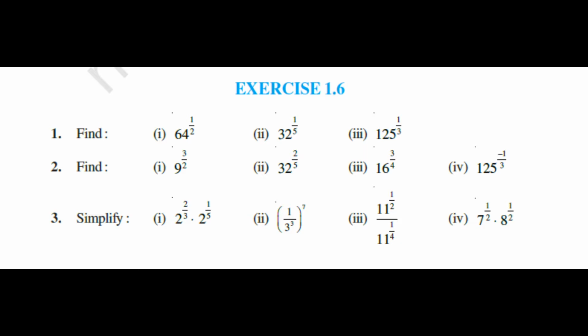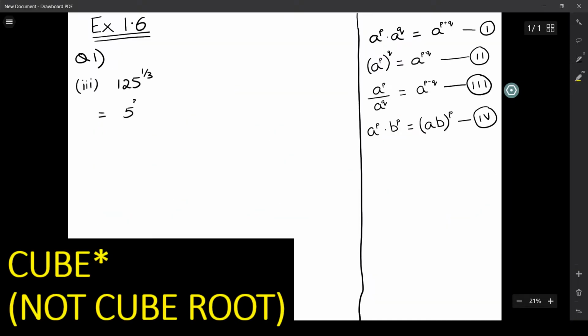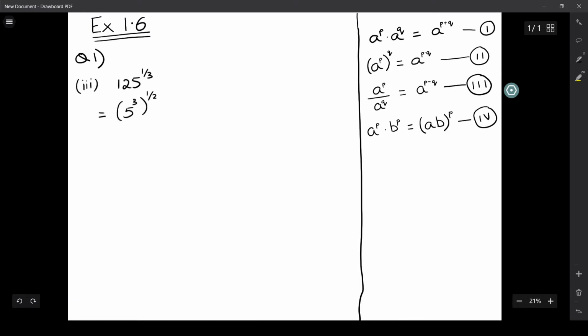Third part of the first question is 125 to the power 1 by 3. 125 is the cube of 5. Hence, we can write this as 5 cubed to the power 1 by 3. And again, using formula number 2, we get 5 to the power 3 into 1 by 3. The powers cancel themselves out, and we are left with just 5.